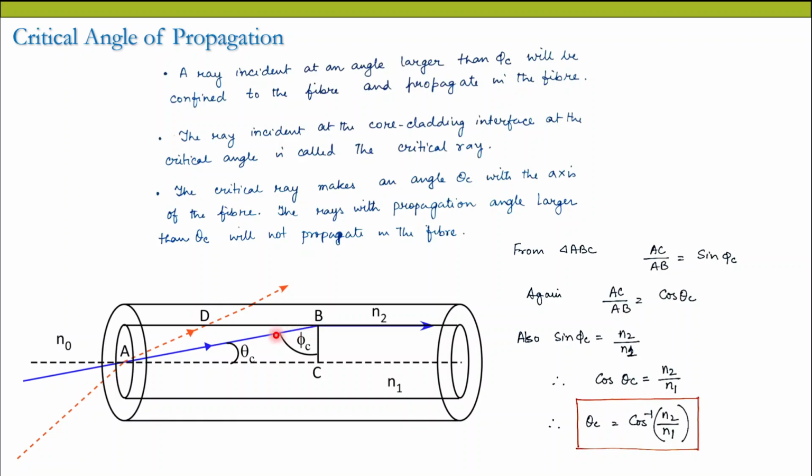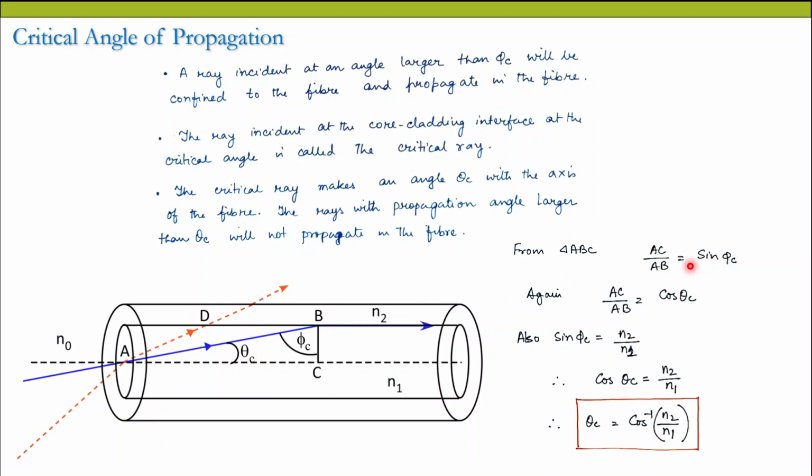Now, this critical ray makes an angle theta c with the axis of the fiber. The rays with a propagation angle larger than theta c will not propagate in the fiber. You can see here, the rays which are larger than theta c will be lost in the cladding. So from this diagram, let us take this triangle A, B, and C.